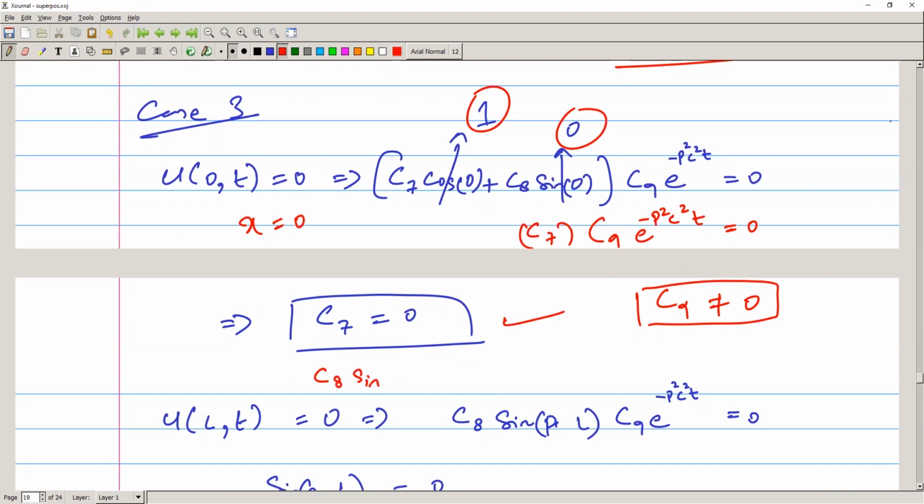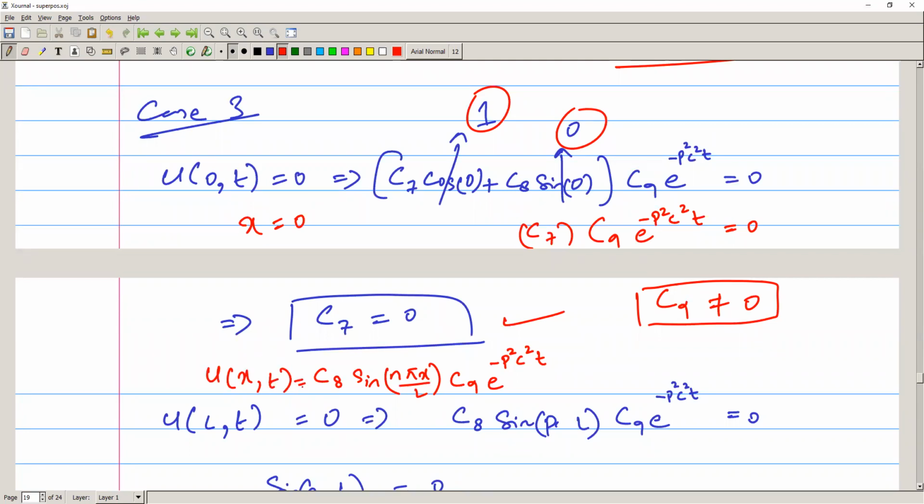sine n pi x over L times c9 e to the power negative p squared c squared t, right? So this will be u of x comma t.